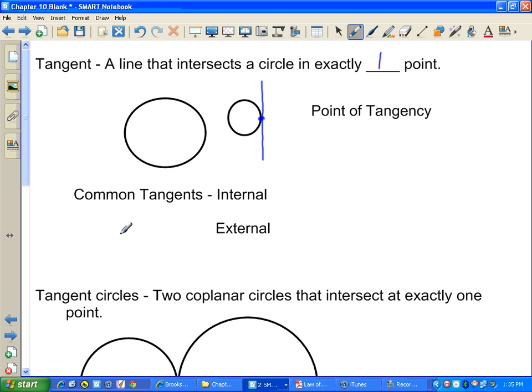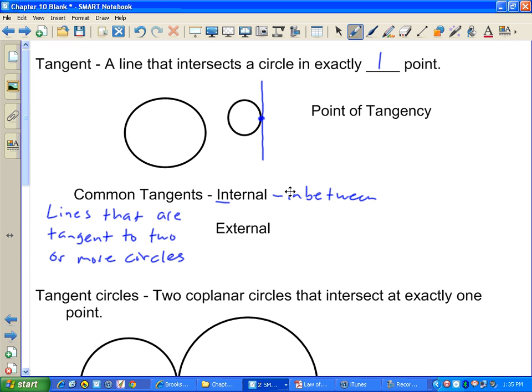There are common tangents. These are lines that are tangent to 2 or more circles. There's 2 types. There's internal. Internal means in between the circles. And then there's external, which is just the opposite, so not in between the circles.